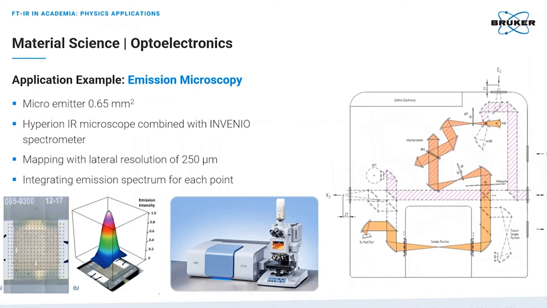In the shown experiment, the emitting area was 0.65 mm times 0.65 mm. We drove the device with 5 volts, and according to the manufacturer, this leads to a temperature of up to 500 degrees C. With a lateral resolution of 250 micrometers, we were able to map the emitter strength over the emitting area. The emitter strengths were determined by integrating the emission spectrum at each measurement point. And nicely, it can be seen that the strength is strongest in the center, and we were able to map the decrease nicely.